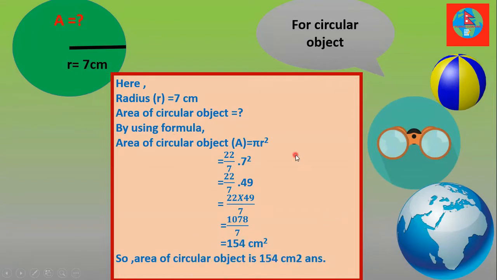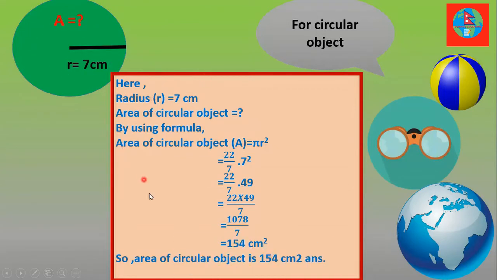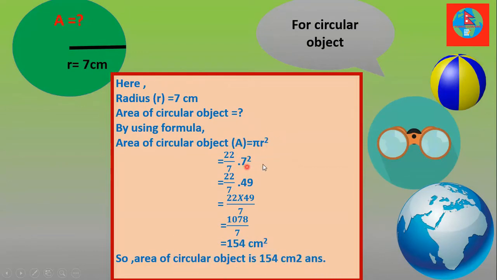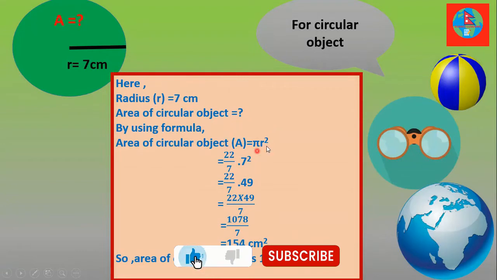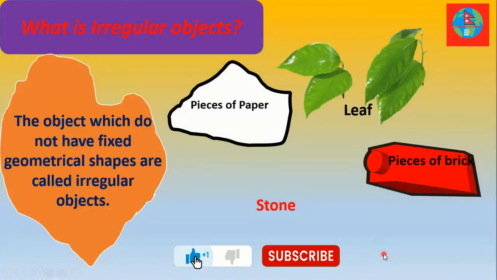So by this process, we can find the area of the circular object. Keep in mind this is the formula for a circular object. If we don't know this formula, we cannot find it. That's why you remember it. Okay, are you understanding me?